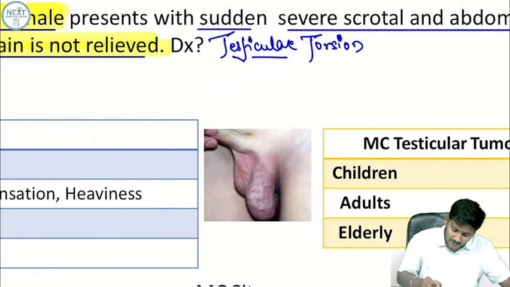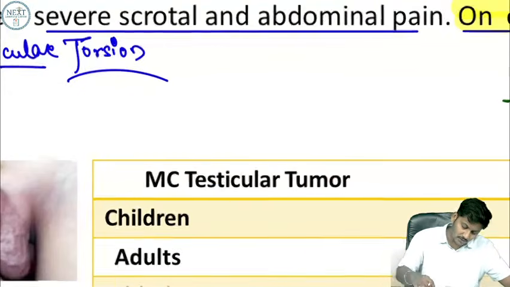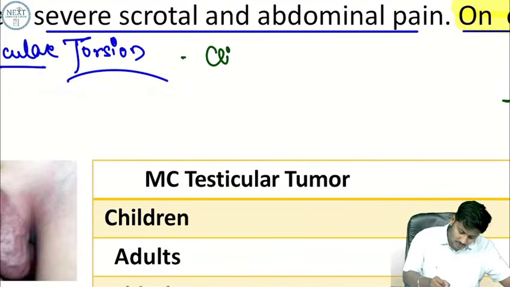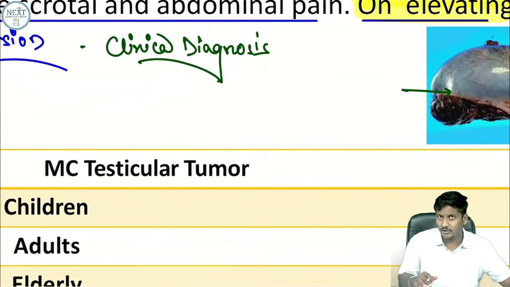Important is, if they ask you in patients of testicular torsion, what is the investigation of choice? Remember, testicular torsion doesn't need any kind of investigation. Why? Because testicular torsion is usually a clinical diagnosis. I don't need any investigation. I can just make a clinical diagnosis of testicular torsion and immediately go for the treatment.